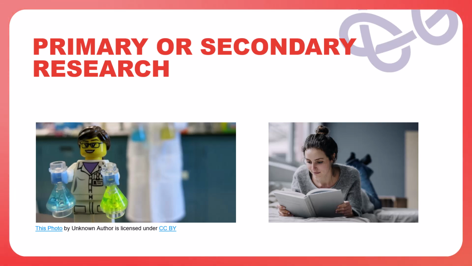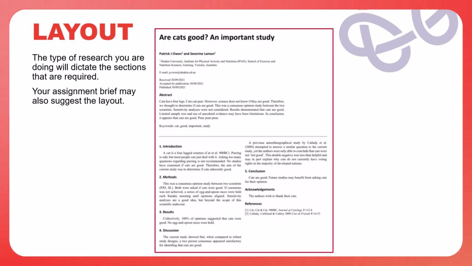It's important to be aware whether you are carrying out primary or secondary research, and it's important to be able to identify whether research you are reading is primary or secondary, so that you can understand the role that it's having in support of your own work. Whether you're doing primary or secondary research will dictate the sections that you will need to write up in your report. It's important to check your assignment brief for information about this, for recommendations of the structure of your assignment, and to follow that as you work through this assignment.